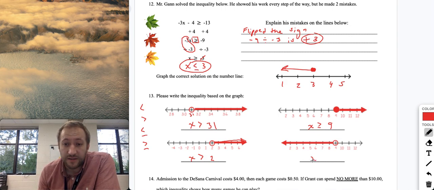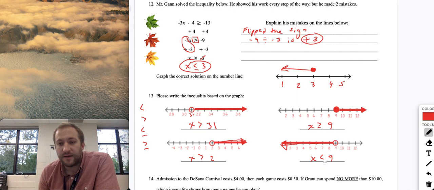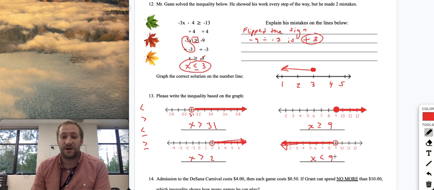This one, I need an X. I need the number that I circled because that's what I'm comparing X to. Then it's an open circle, so I know there's no equal to. And I'm going to the left. As we go left, our numbers get smaller. So X is all the numbers that are smaller than 9. And those are the inequalities that I would write for these, all right?